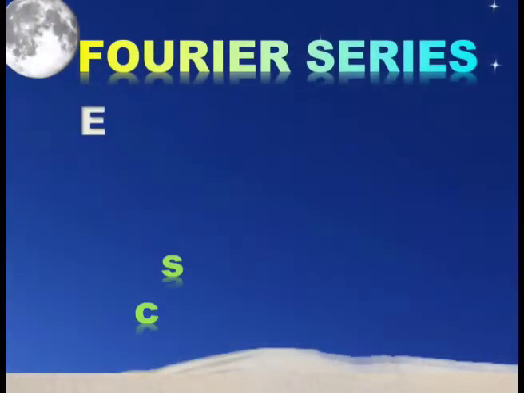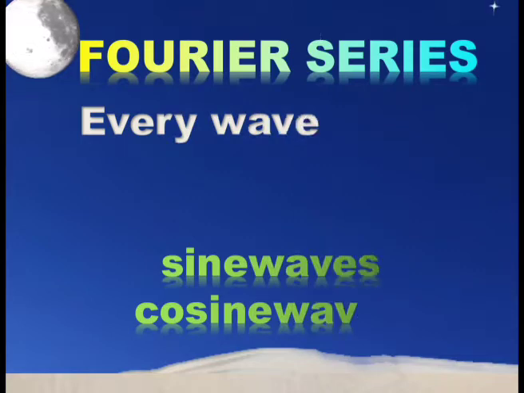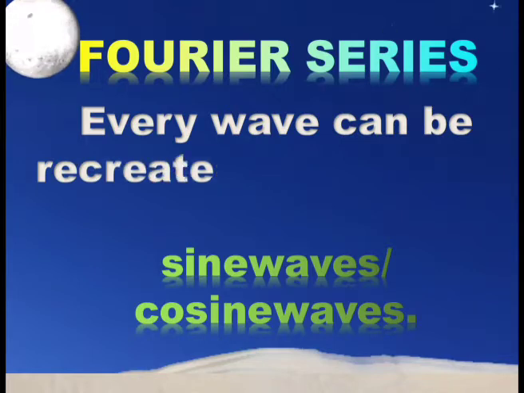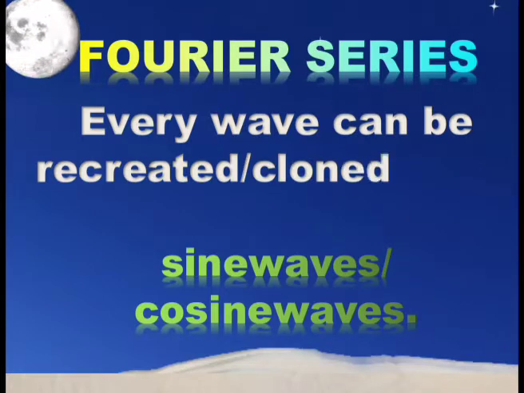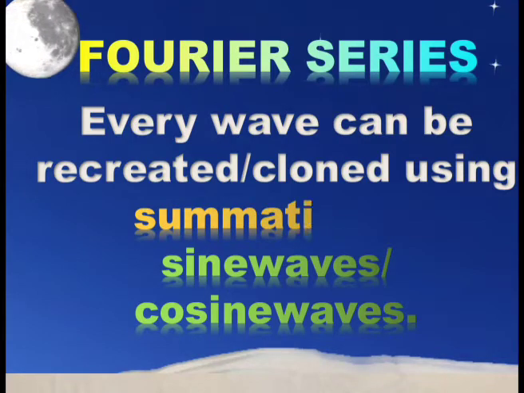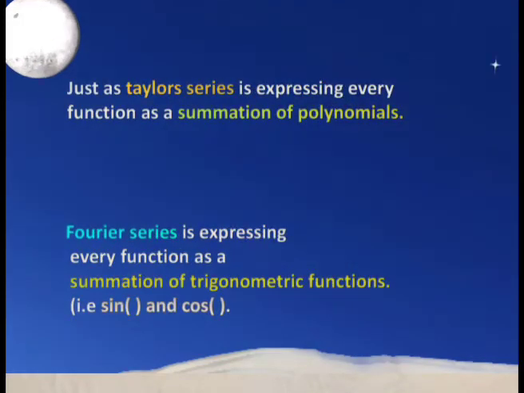Fourier series basically means that every wave or every function can be represented, recreated or cloned using a summation of sine waves or cos waves. So be it e raised to x or any other function, it can be cloned using a summation of sine waves or cos waves.